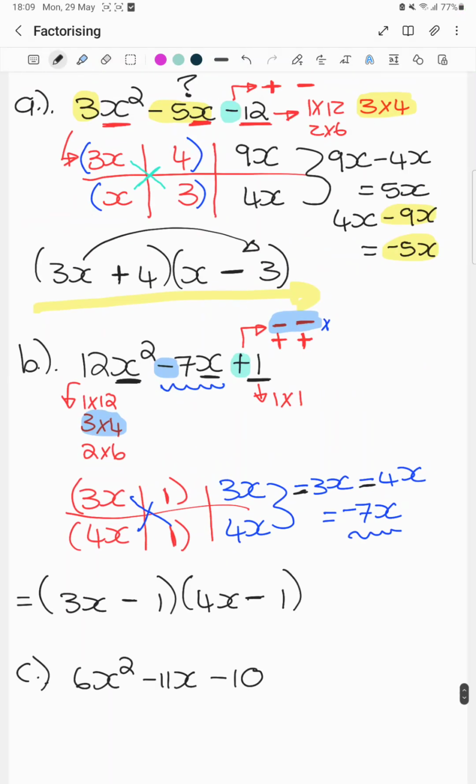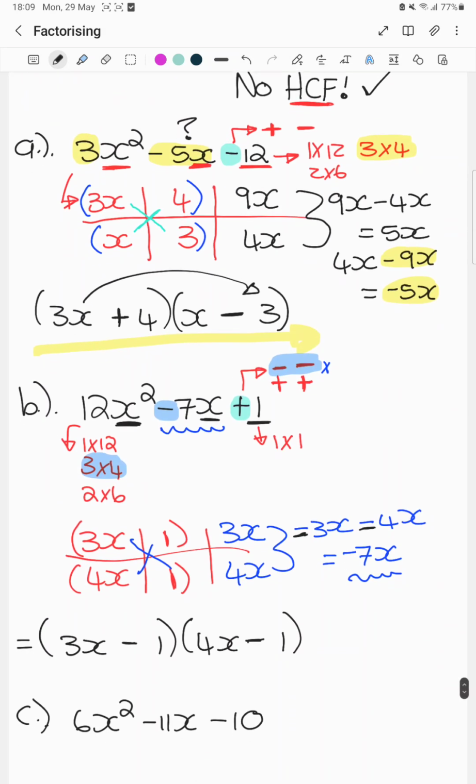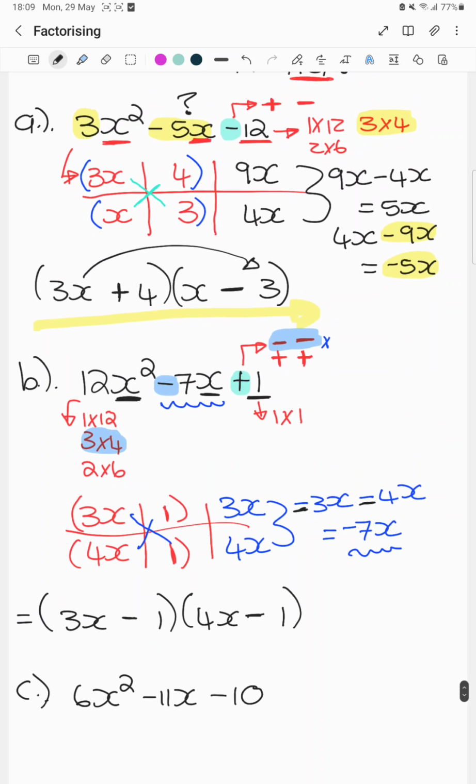Welcome back to part 2 of this video. So in part 1 we looked at the factorization of trinomials and we did number 1 and 2, so please go and watch that video before you watch this one.